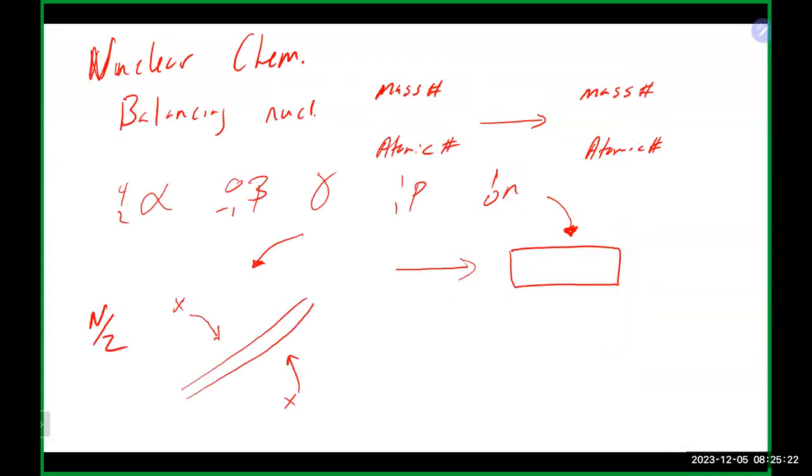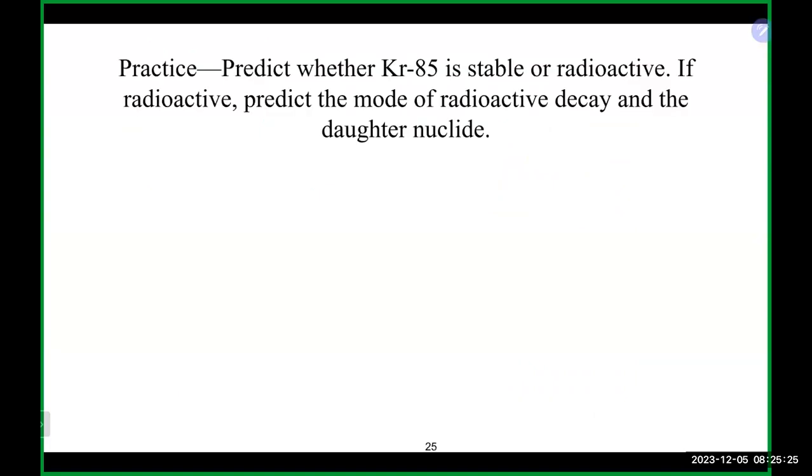So I think we did this one, right? Did we do this one or not? I don't think we did. So why don't we do this one? Predict whether or not Krypton 85, Krypton's 36, will be stable. And if not, predict what will happen and what mode of decay it will undergo.